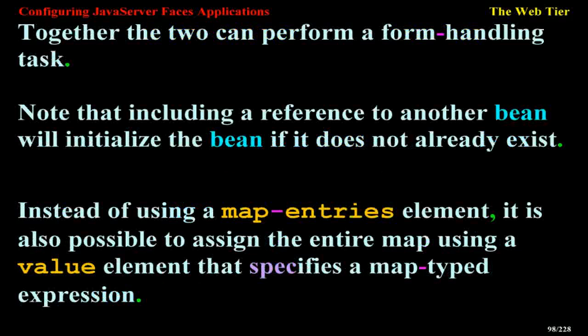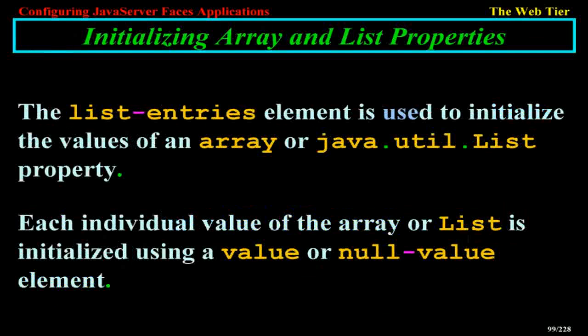Instead of using a map entries element, it is also possible to assign the entire map using a value element that specifies a map-typed expression. Initializing array and list properties. The list entries element is used to initialize the values of an array or java.util.List property. Each individual value of the array or list is initialized using a value or null value element.